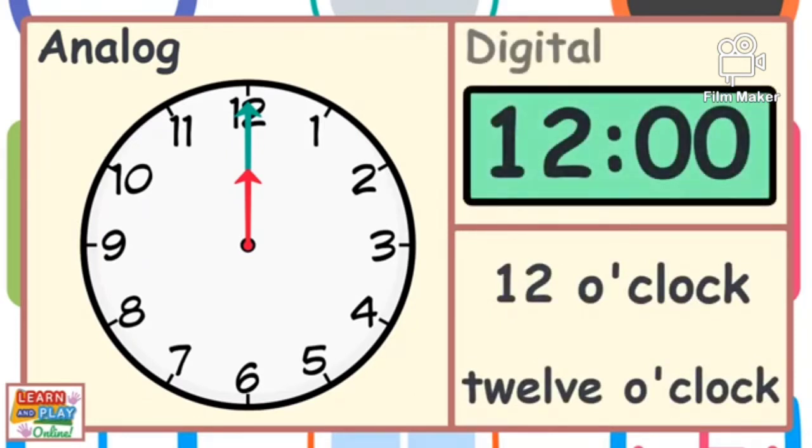This is called a digital clock. The digits on the left will tell us the hour that we're in. The digits on the right tell us how many minutes have passed the hour. The time on both the analog clock and the digital clock both say 12 o'clock.